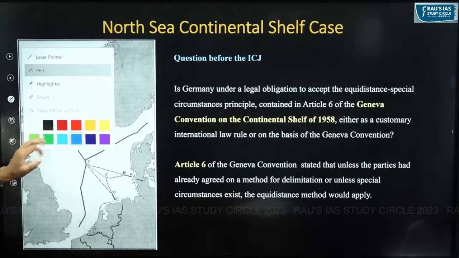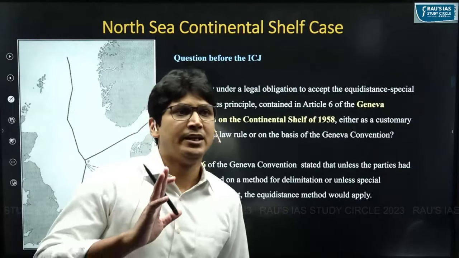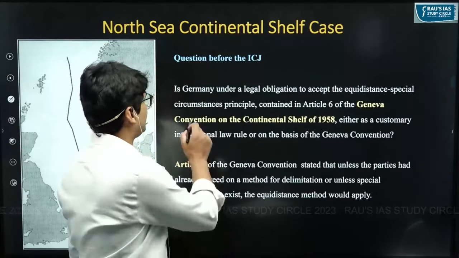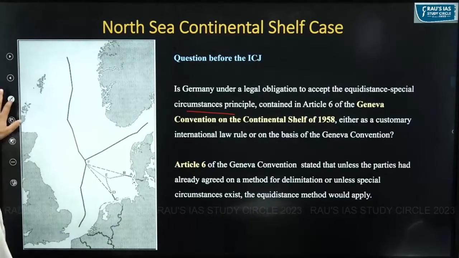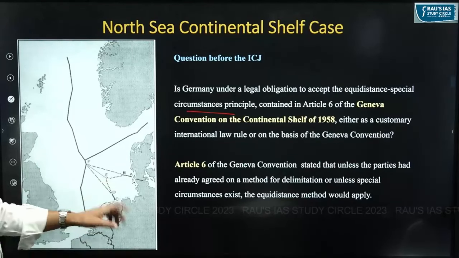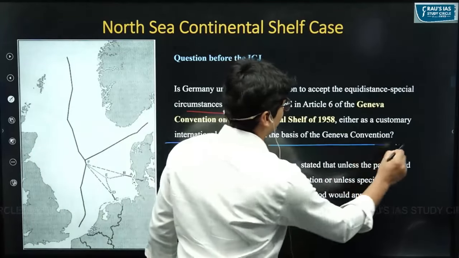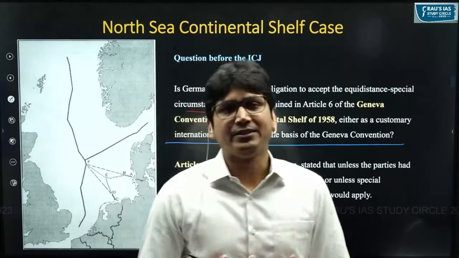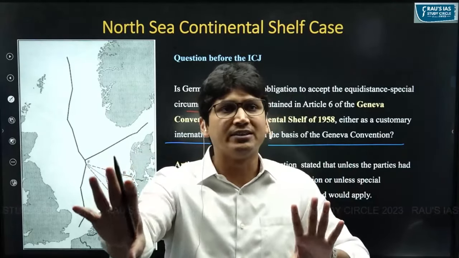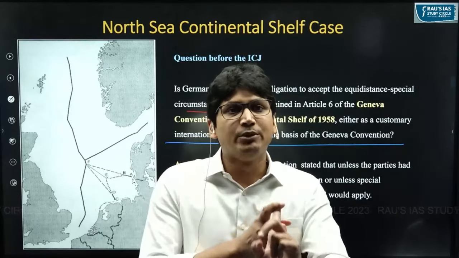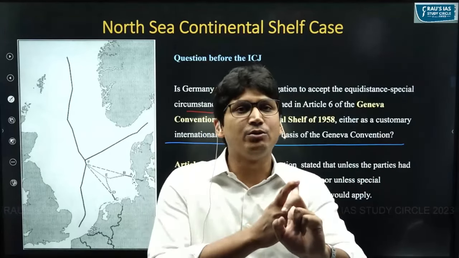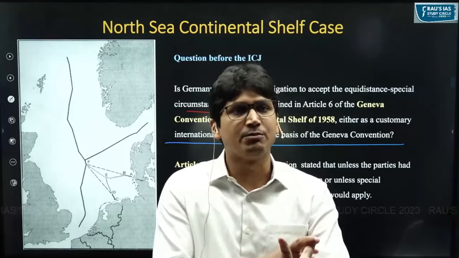So, the question before the ICJ: is Germany under a legal obligation to accept the equidistance special circumstances principle contained in Article 6 of the Geneva Convention on the Continental Shelf of 1958, either as a customary international rule or as the basis of the Geneva Convention? The claim of Netherlands and Denmark was very simple, that Germany should accept the equidistance principle of division of the continental shelf either as a treaty rule or as part of customary international practices.